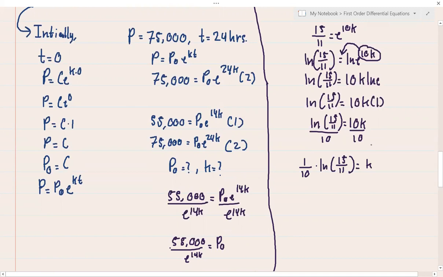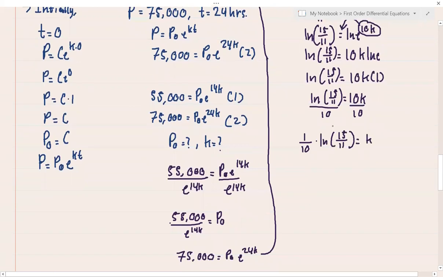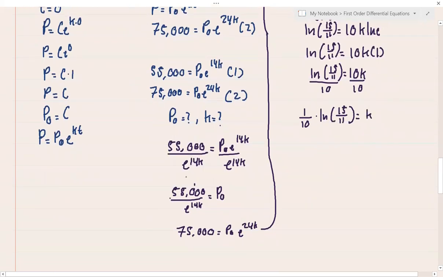Alright? So, here's the thing. Are we done? No, we're not done yet. Bakit? Since nahanap natin si K, anong gagawin natin? I-substitute natin siya sa P0. Okay? I-substitute natin yan sa P0, para makuha natin yung initial P natin. So, kopyahin natin yung initial P natin. We have 55,000 all over e raised to 14K.